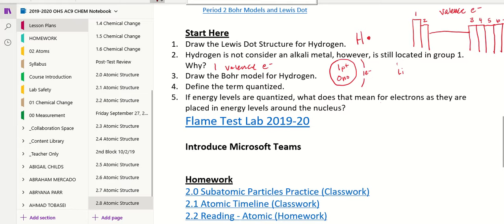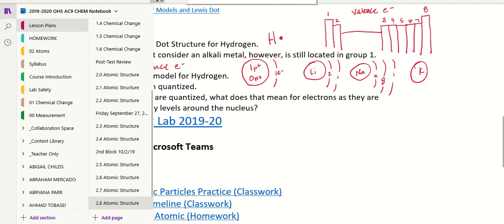1. So if we look at group 1 with lithium, or we look at the first energy level, we have 2 electrons. Second energy level, we have 1 electron. There's your valence electron. For sodium, same thing. I have 2 in the first, 8 in the second, and 1 in the third. For potassium, same thing. I have 2 electrons in the first, 8 in the second, 8 in the third, and 1 in the fourth. Again, that outermost electron, that valence shell, each of those in group 1, each of those metals plus hydrogen, all have 1 valence electron.